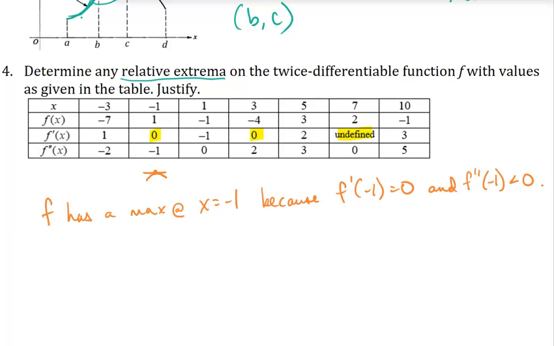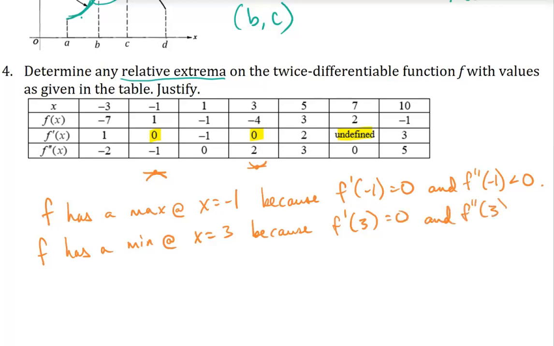Okay, and then also right here at x equals 3, my first derivative is 0, so I have a horizontal tangent, but my second derivative is positive. That means that we are concave up, so we have a minimum. So f has a min at x equals 3 because f prime of 3 equals 0 and f double prime of 3 is positive. If you want to say by second derivative test, you can, but we don't have to.